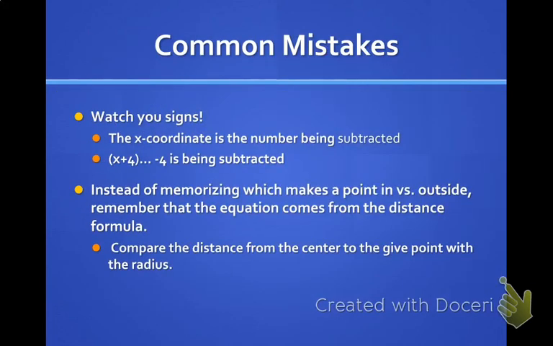So just some quick common mistakes. Make sure you watch your signs since, for example, the x-coordinate is the number being subtracted. This could happen with a y-coordinate too. So if you see a plus inside, it's really a negative in the coordinates. And make sure you're thinking about what that equation is telling you. It comes from the distance formula. So points that are exactly the radius distance away are on the circle. If they're too far away, you'll get a distance greater than the radius. If they're inside the circle and too close, you'll get a distance less than the radius.